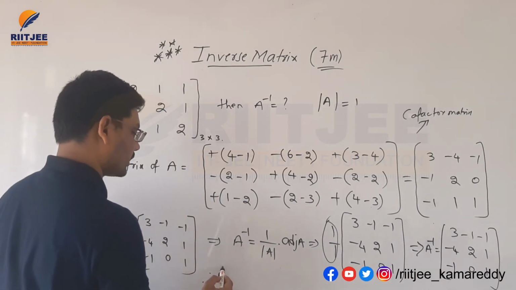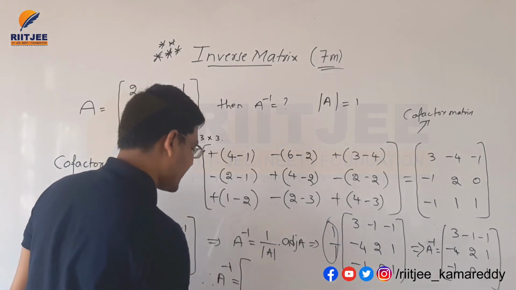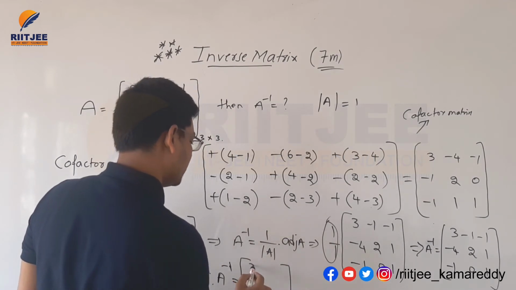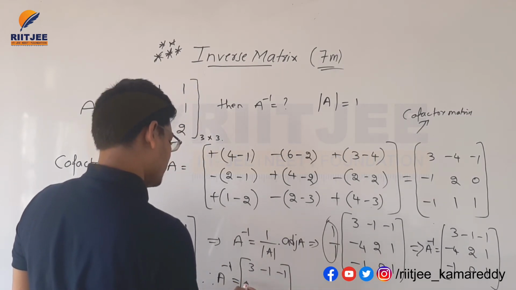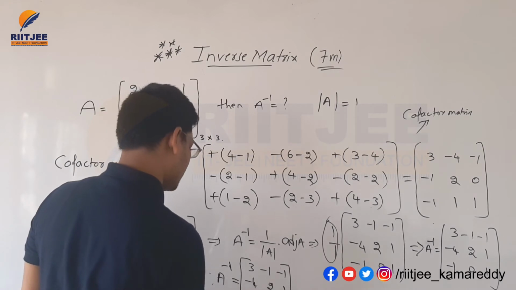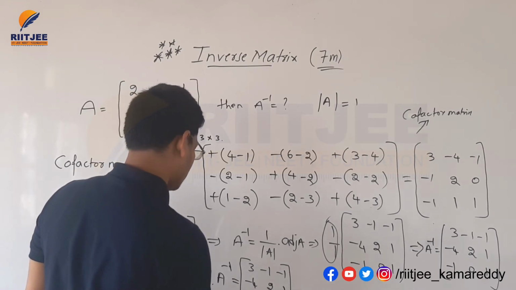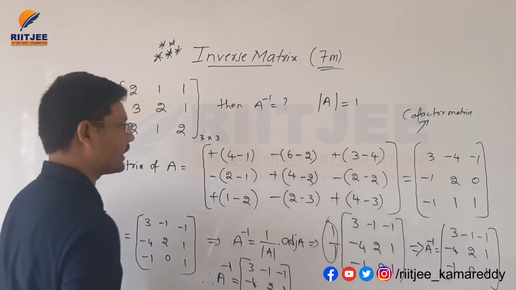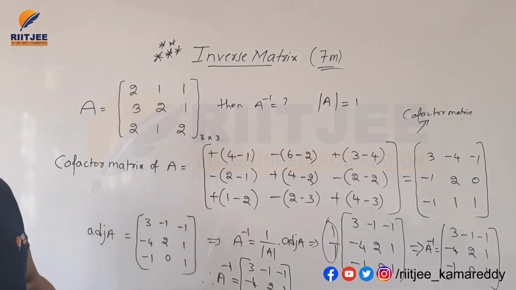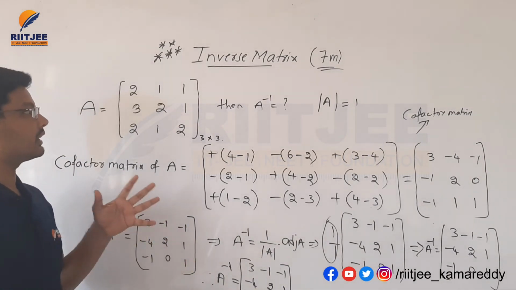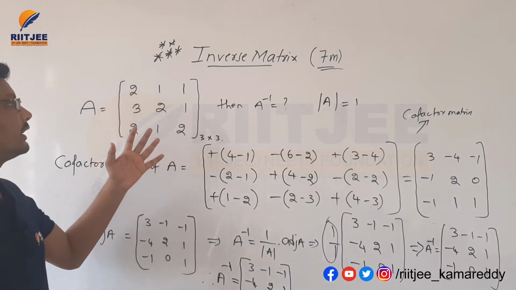Therefore A inverse, we can write it as 3 minus 1 minus 1, minus 4 2 1, minus 1 0 1. This is the A inverse matrix. Listen carefully from the beginning. If you want to find A inverse of a 3 by 3 matrix, it should be a square matrix.